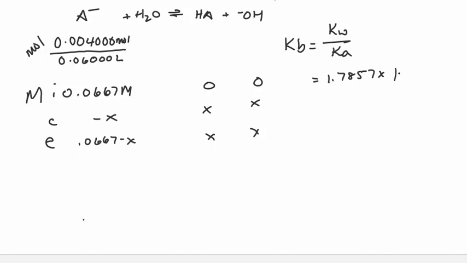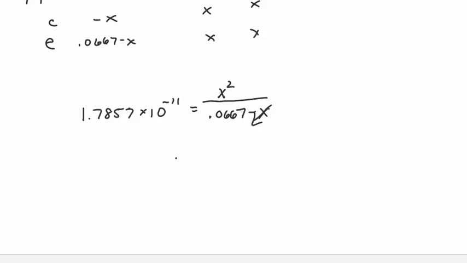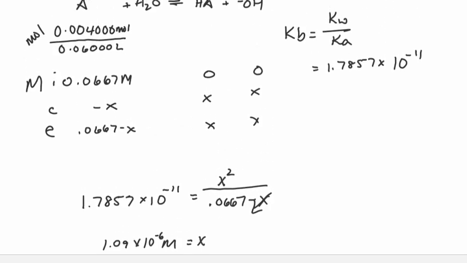So at equilibrium then I can calculate for these x's. So again, 1.7857 and other stuff times 10 to the negative 11, and that's going to be equal to the concentration of my products at equilibrium, which is going to be x squared since I'm multiplying them together, divided by the concentration of the reactant. It's safe to say that I can simplify this. So when I multiply both sides by 0.0667 and then take the square root, I find that the x value is 1.09 times 10 to the negative 6 molar. Now recall that this x value is the concentration of the hydroxide.